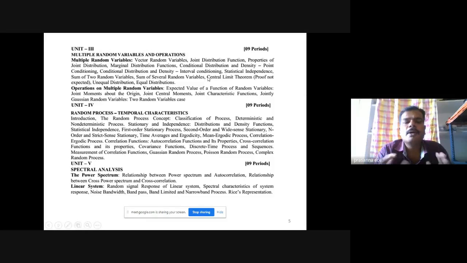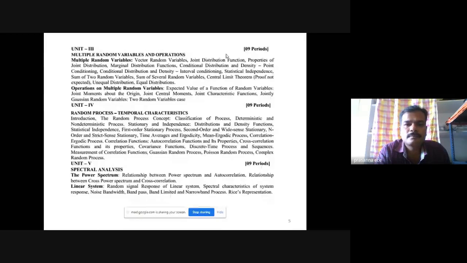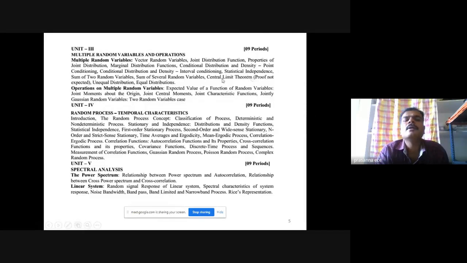One important thing I want to stress is that the important concept of the third unit is the central limit theorem. You can see the topic here, central limit theorem. This is the one concept that finds practical applications as far as the third unit is concerned. The central limit theorem is used extensively in population studies.